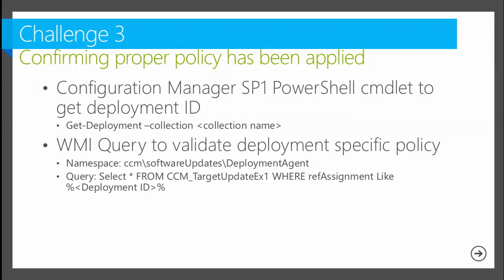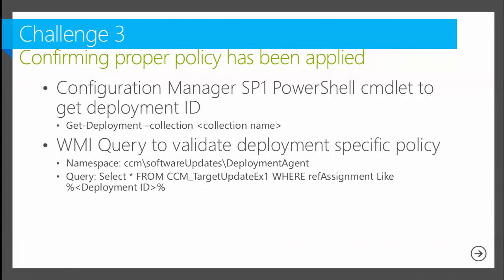Third one, confirming the proper policy has been applied. So when I talked about the pieces of technology used in this demonstration, I talked about the PowerShell cmdlet for Configuration Manager, where I pulled the deployment ID and stuffed that away to use it later. And then we saw in the Runbook Designer, which we'll look at again, where I was waiting for that policy to apply.